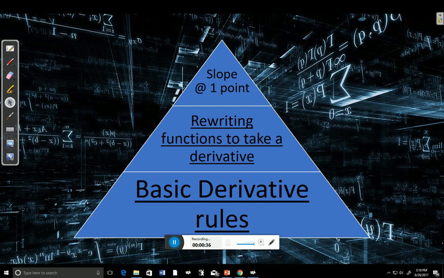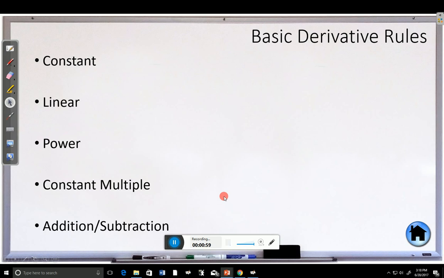And then, as always, trying to remember that with taking the derivative, you can still find the slope of a function at one point, which is the definition of the derivative, the slope of a function at one point. Alright, so to get us going, let's start with these basic derivative rules. So here they are.